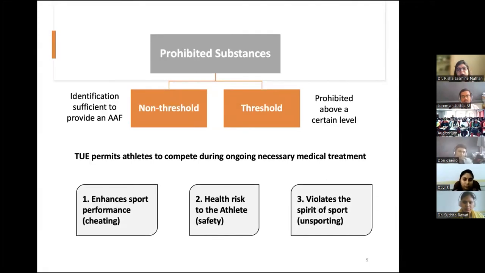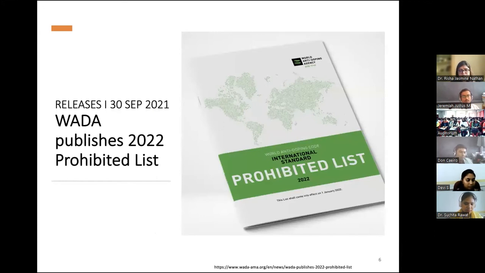Thirdly, anything that violates the spirit of sport is called unsporting. So if any prohibited substance or method is found in the athlete's sample, they are said to have a doping agent in their system. Every year, WADA publishes the prohibited list and keeps updating it. The last list published, valid for 2022, was published on 30 September 2021, so it's 1 year before it comes into effect.